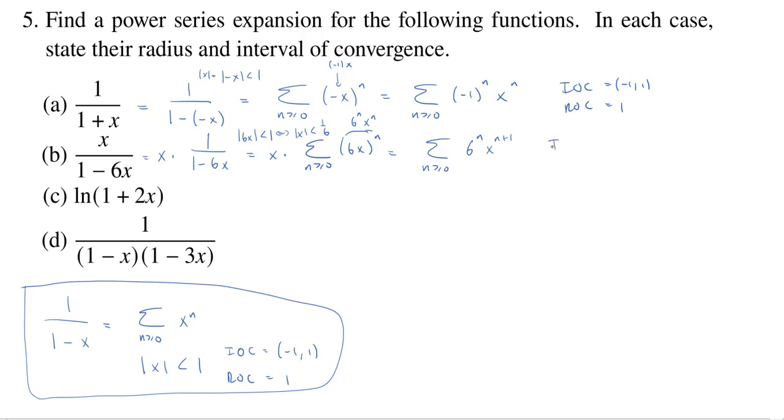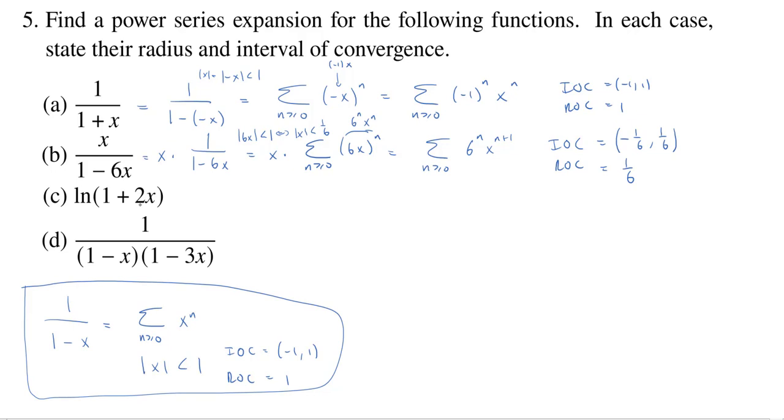And what about the interval and radius of convergence? Well, we need the absolute value of x to be less than 1/6, so the interval of convergence will go between negative a 6th and positive a 6th. We don't include the endpoints because this is a strict inequality. And so for the radius of convergence, halfway between here is 0, and that's 0 to 1/6. So the radius is 1/6.